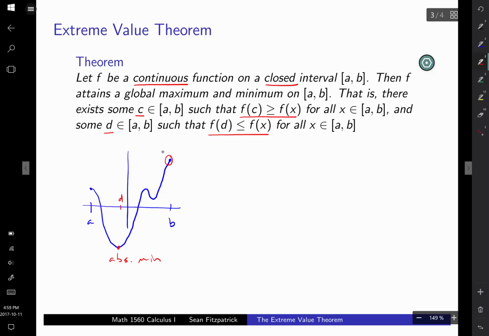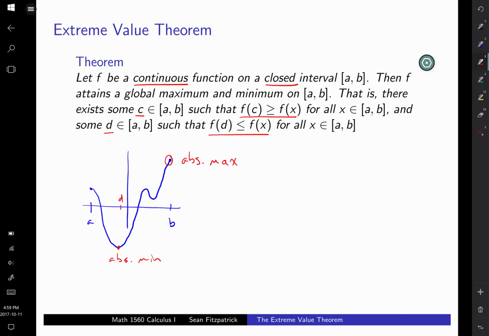It's up here, right? So the absolute maximum actually happens to occur, in this case, at one of the endpoints. And that can happen, right? It might be that you get a max or a min because the function dips down or shoots up, but it's also possible that that max or min value happens at one of the endpoints. But the extreme value theorem does guarantee that these values exist.